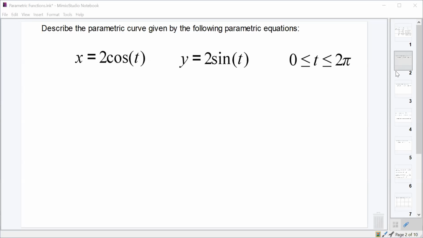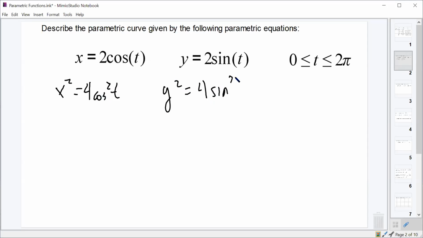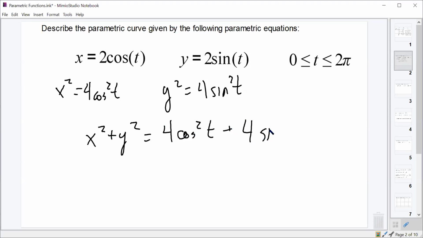Okay, yeah, if we square both sides of this, or square both of the equations, this one's going to be x squared equals 4 cosine squared t, and this one's going to be y squared equals 4 sine squared t. And what good does that do us, Luke? What can we do now? Yep, if we add them together, add the x squared and the y squared, that should give us 4 cosine squared t plus 4 sine squared t.